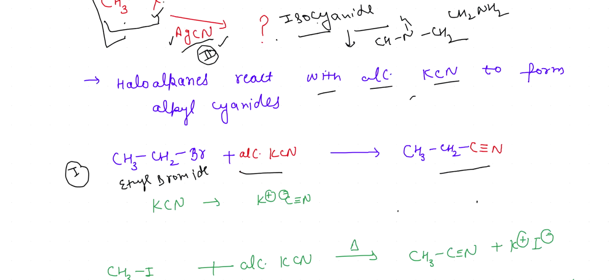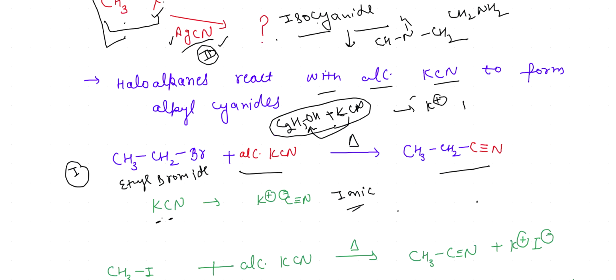Basically, potassium cyanide is ionic in nature. The bond between this carbon and potassium is ionic in nature, so it is present in the form of ions. Here it is used as alcoholic KCN. Alcoholic means C2H5OH is present in this reaction in the presence of heat, and the reagent is KCN. When KCN is dissolved in ethanol, it forms ions, K positive plus CN negative. You can see the negative charge is residing on this carbon.